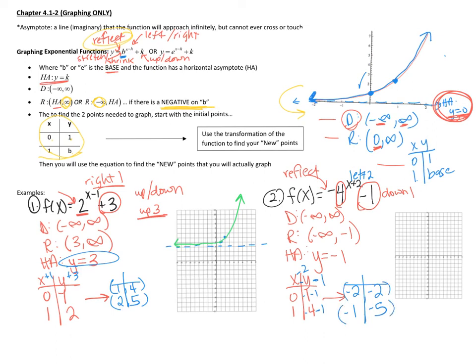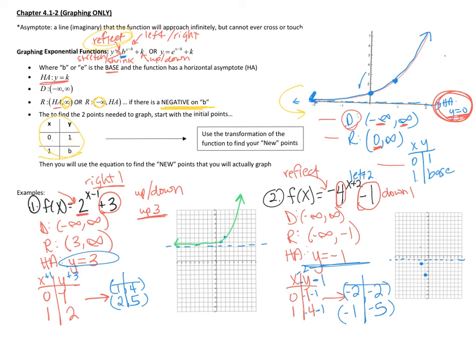So let's go start graphing. I'm going to graph the point negative 2, 2. Oh, excuse me, negative 2, negative 2. I'm going to graph the point negative 1, negative 5. I'm going to graph my horizontal asymptote at y equals negative 1. And then I'm going to go connect the dots.